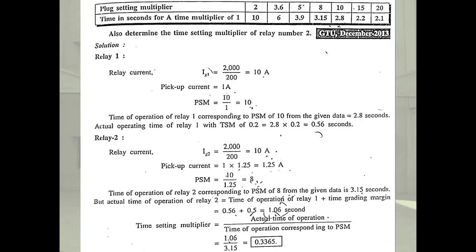So this is a different example for PSM and TSM, plug setting multiplier and time setting multiplier. Okay, thank you.